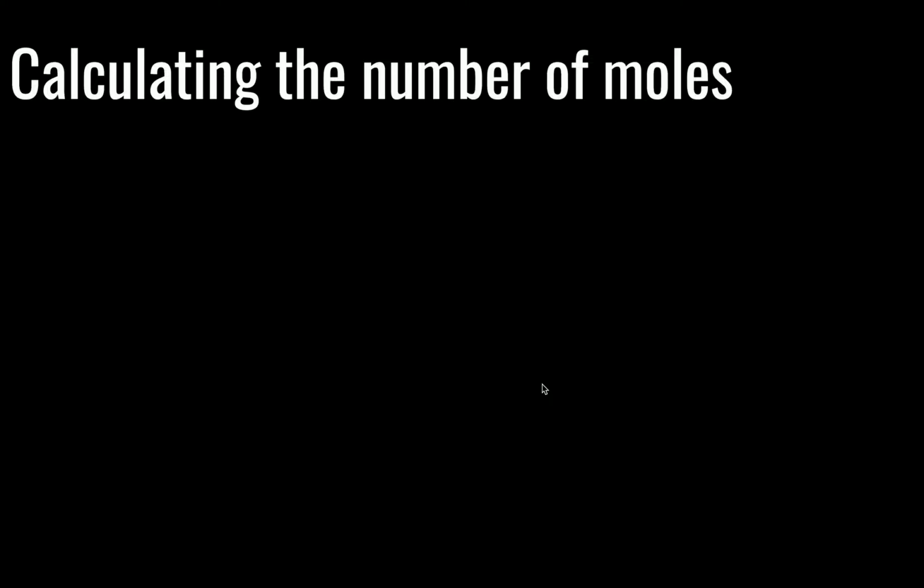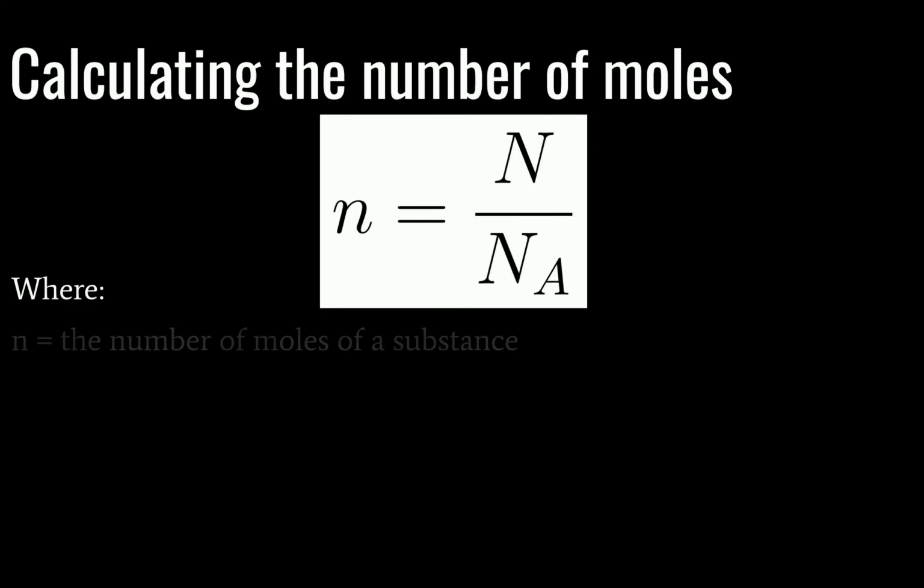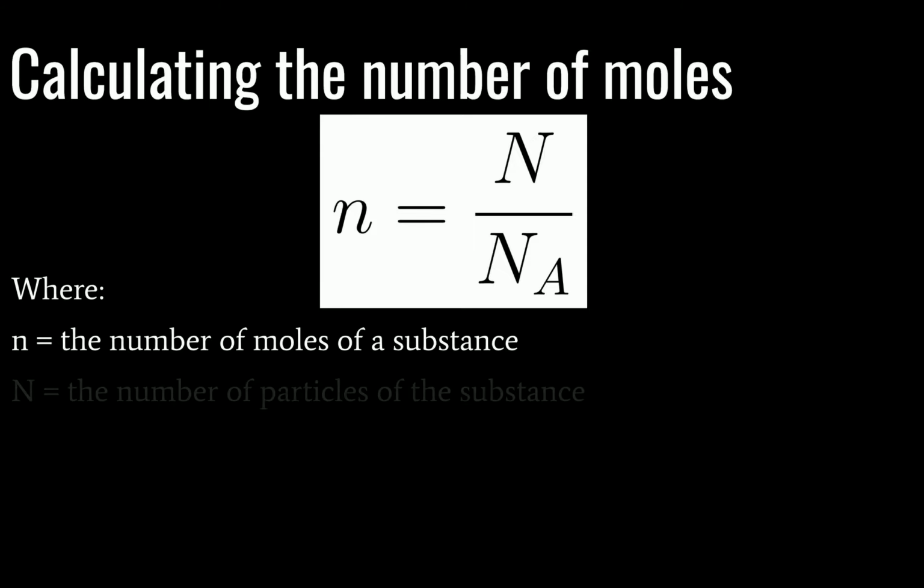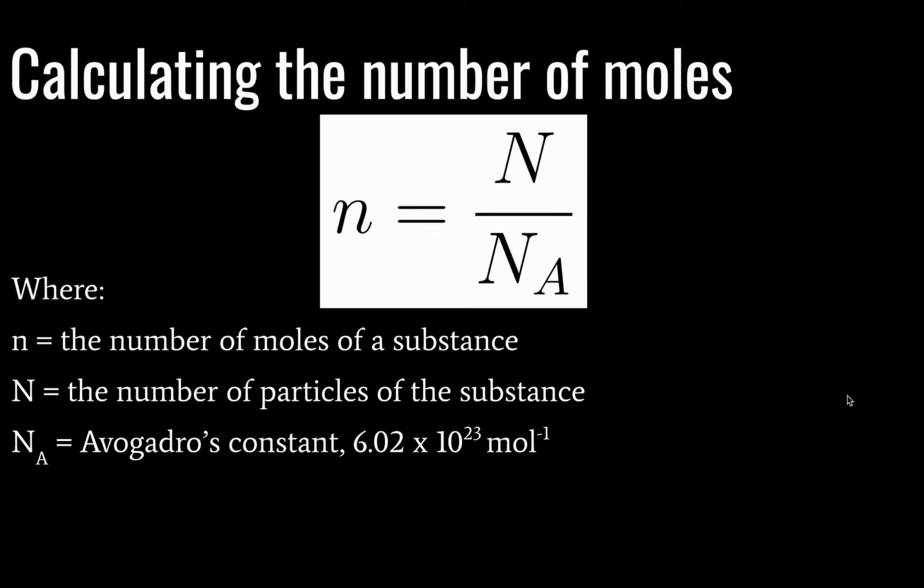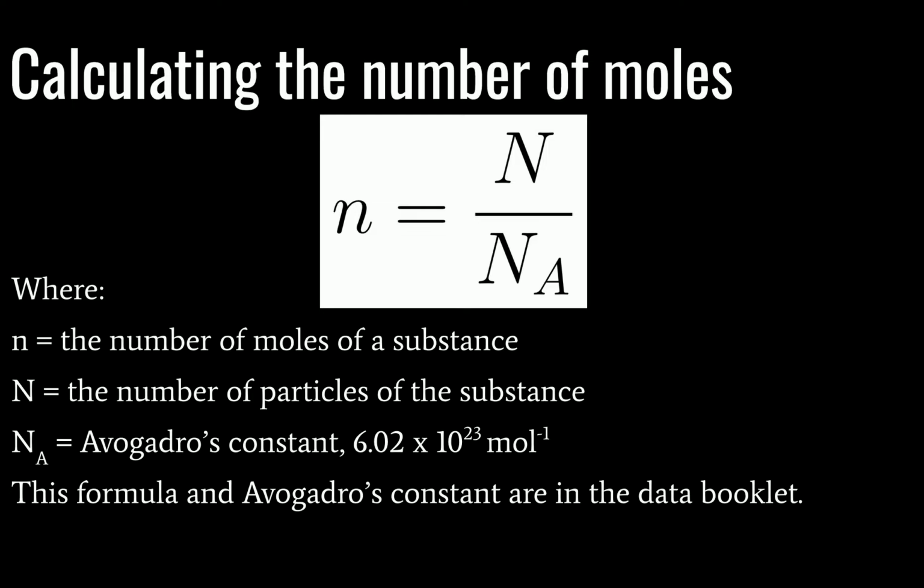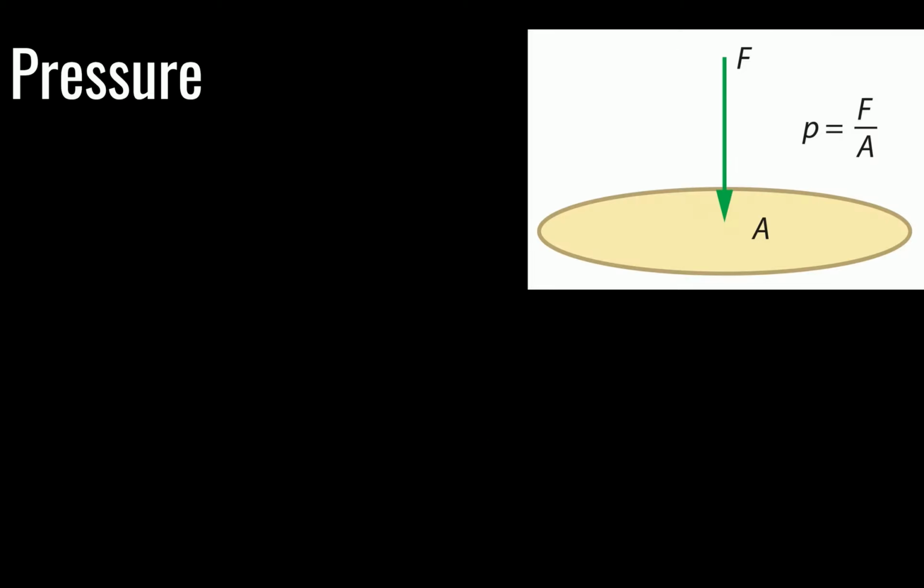How do we calculate the number of moles? The number of moles is given by n equals capital N divided by Avogadro's number. And n is the number of moles of a substance. N, capital N, is the number of particles of the substance, okay? So if you were counting up the number of particles, you would put that value here. We then divide that by Avogadro's number, which again is 6.02 times 10 to the 23 particles per mole. Okay, so both this formula and Avogadro's constant are in the data booklet. So you will find fundamental constants on page 1 of your physics data booklet. Very convenient.